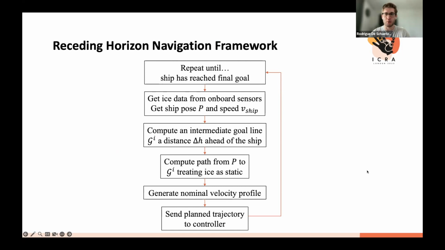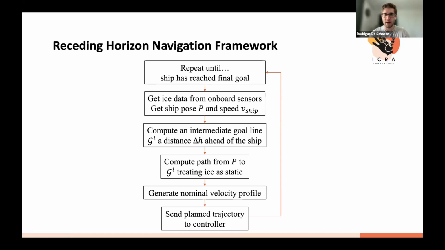We propose the following receding horizon navigation framework. To account for the large and evolving environment, we frequently replan a reference path and velocity profile for a controller in real time. Replanning is done over a moving horizon, which was illustrated by the orange dotted line in the simulation demo on the previous slide.